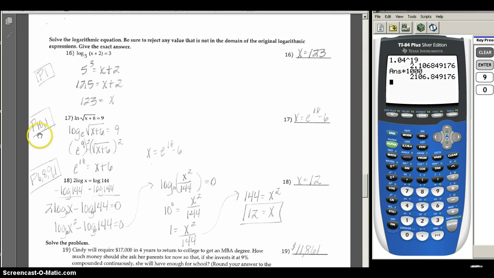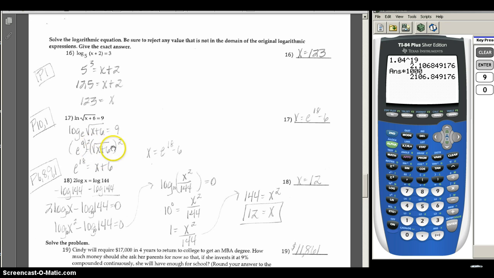17, I have property 10 and property 1. So again, because it was natural log, I just rewrote it with log base e, just for me. And that's the only thing I did in this step. And then I took that logarithm form and I wrote it in exponential form. So my base of e, my exponent's 9, so that's where I got e to the 9th, equals the square root of x plus 6.